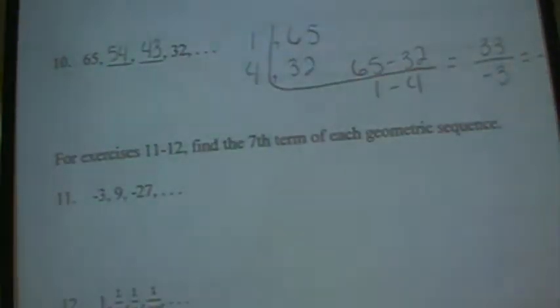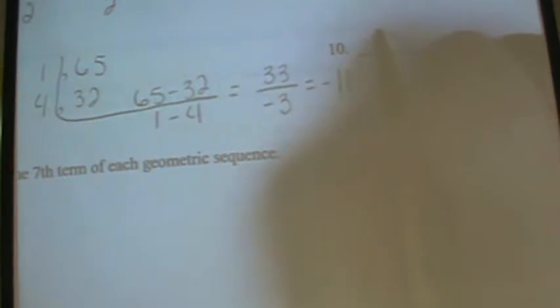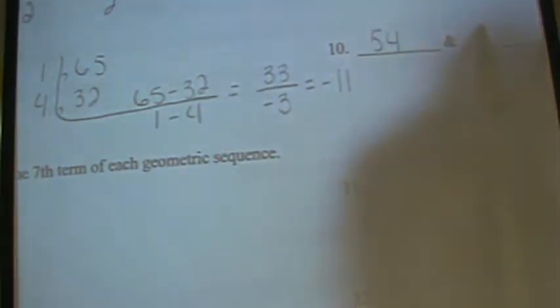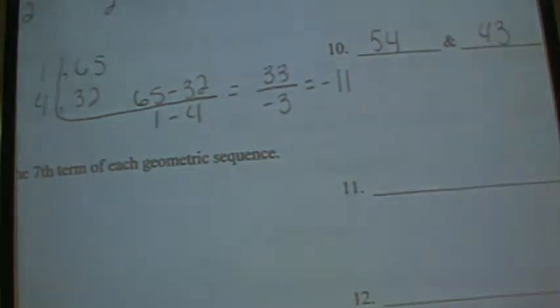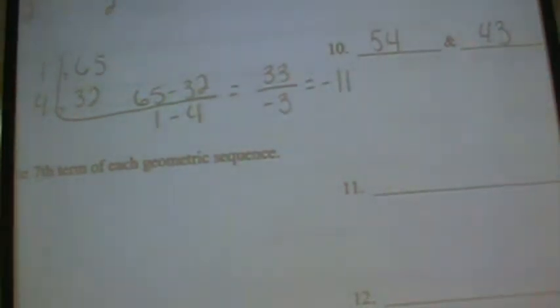So we're subtracting 11 each time. So 65 minus 11 is 54. 54 minus 11 is 43. And then that 43 minus 11 will give you that 32. So that's how you check to see if you have that right. So number 10, you should have 54 and 43. Or you can also use the explicit formula like we just did in example 8.